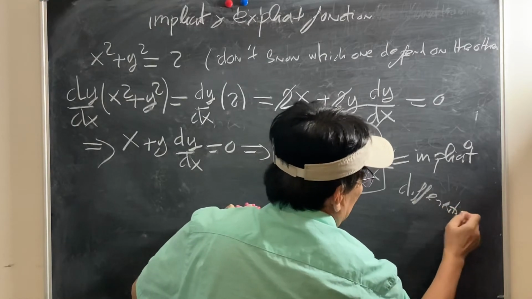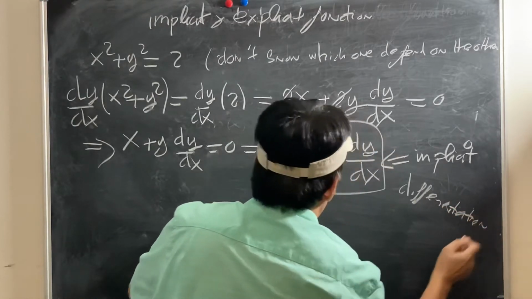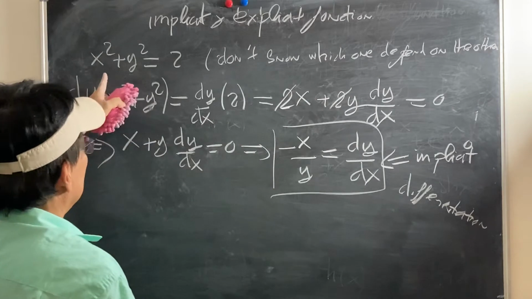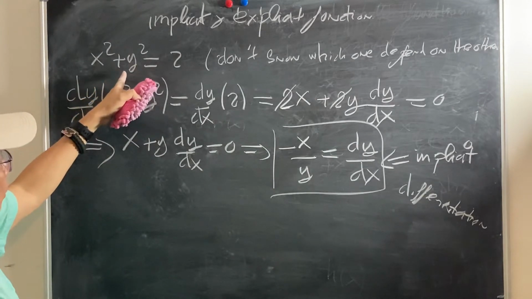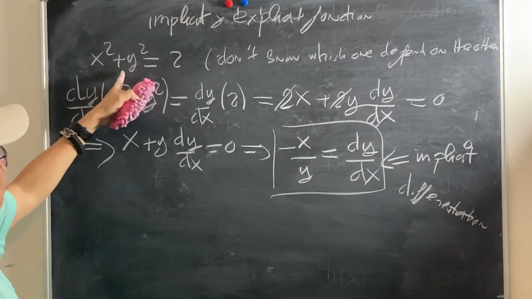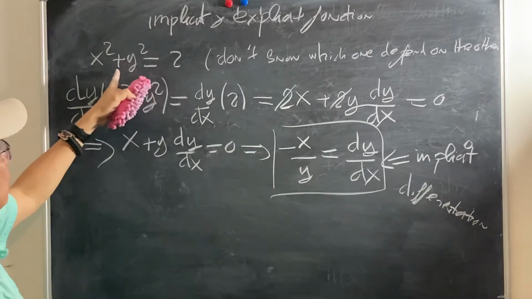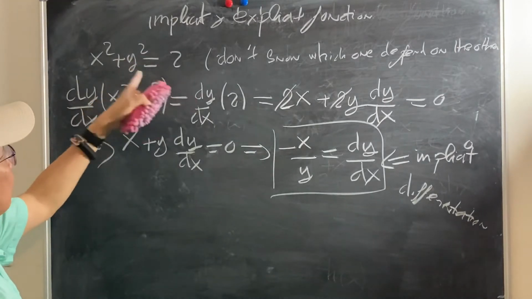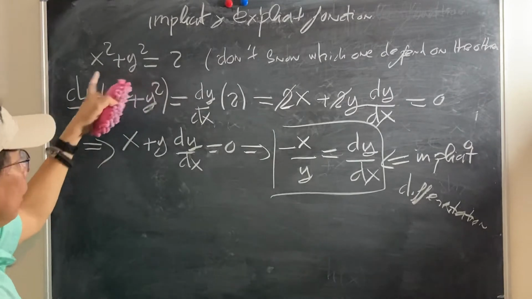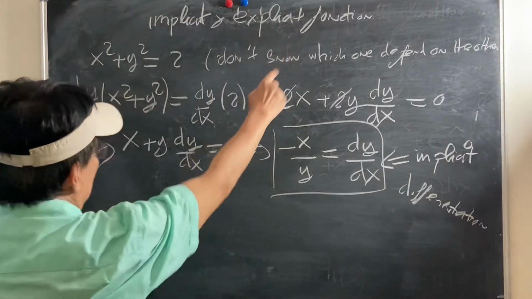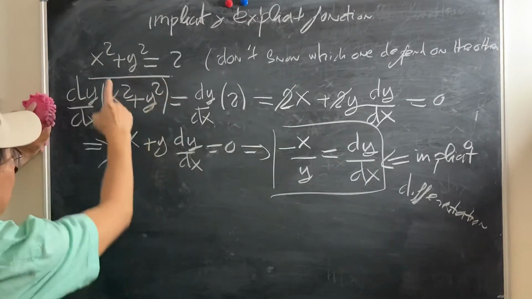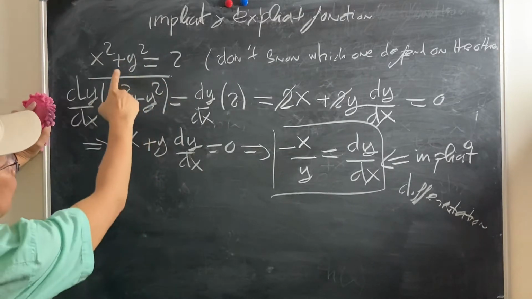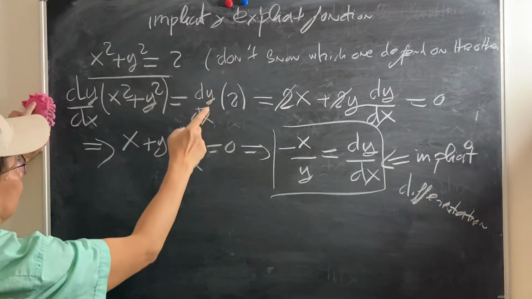Differentiation. That's when the function equation is not extracted one by the other, but they are related. So explicit function means explicit right here. With explicit, you have to solve one function in terms of the other.